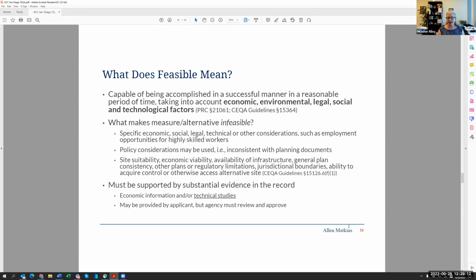Once in a while, like I can think of a project in the last 10 years, there was a historic home that a single family project up in Northern California was going to change. They put their economics out there and said, we just can't keep this house no matter what. Most of the time, though, it's going to be another reason. But no matter what you submit to show infeasibility, it has to be supported by substantial evidence in the record before the decision maker makes their final decision. The agency has to have a chance to approve it and agree with those statements that you're making.